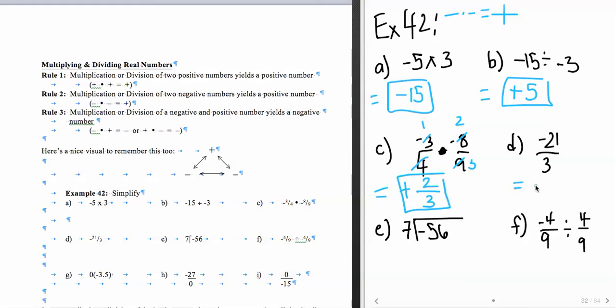A negative divided by a positive is a negative. 21 divided by 3, we know that's 7. And so there's our answer. Negative divided by a positive is a negative. 7 will go into 56 8 times. So there's our answer.